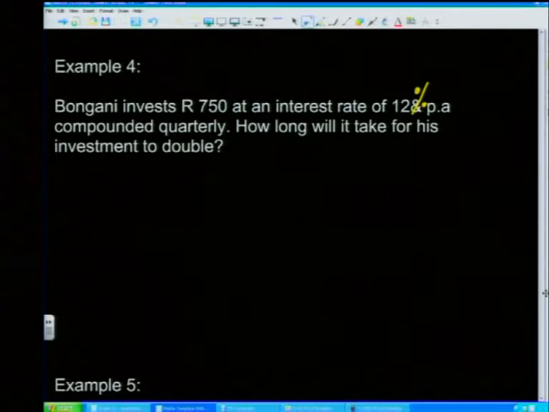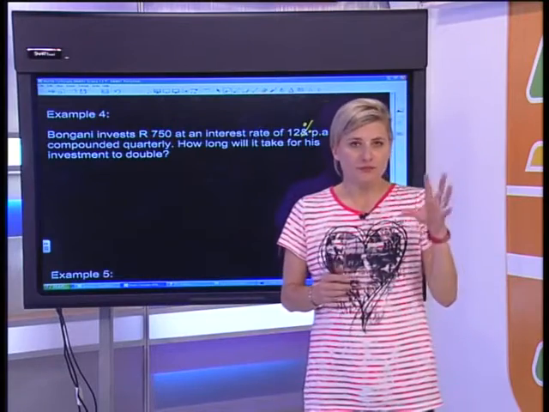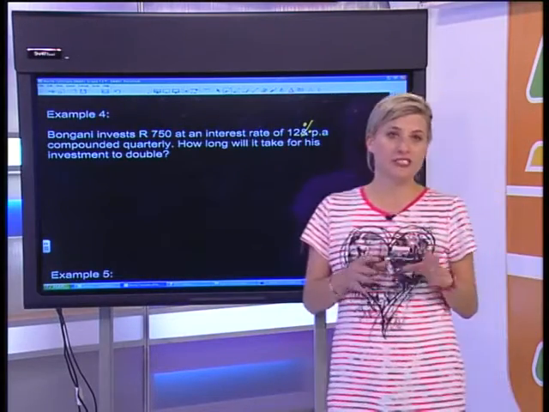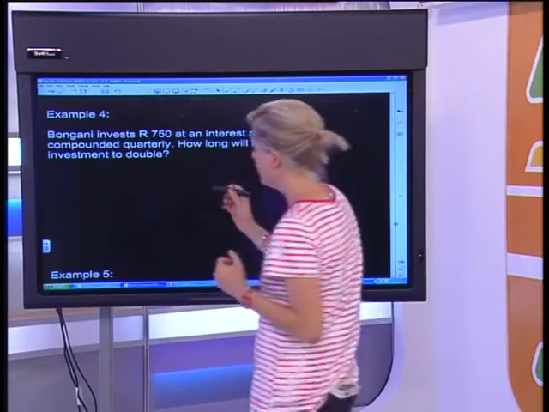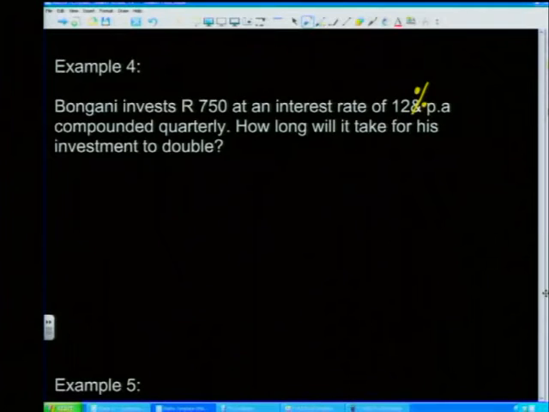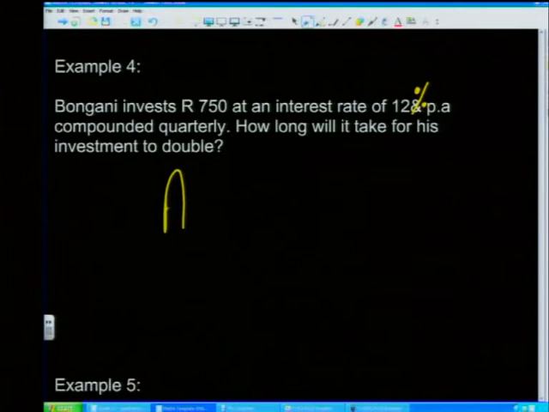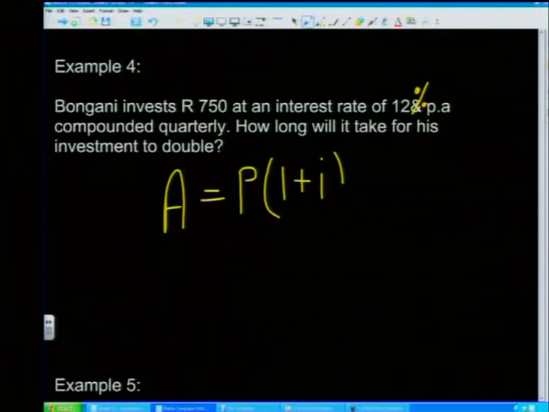Right. So there's a couple of things that we need to think about in this question. Firstly, we are talking about compound interest, so we're going to be using the compound interest formula. That's the first thing that I'm going to write down: A is equal to P(1 + i) to the power n.